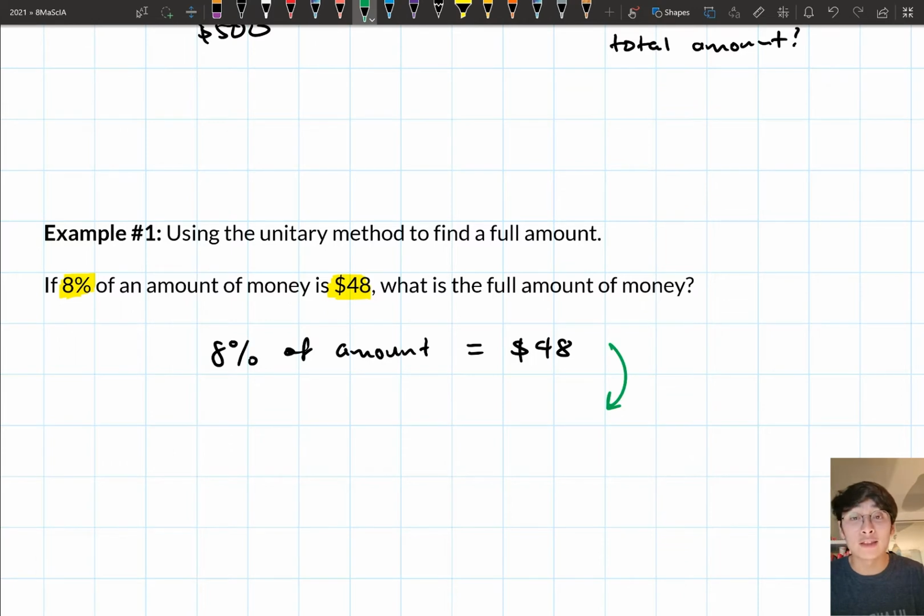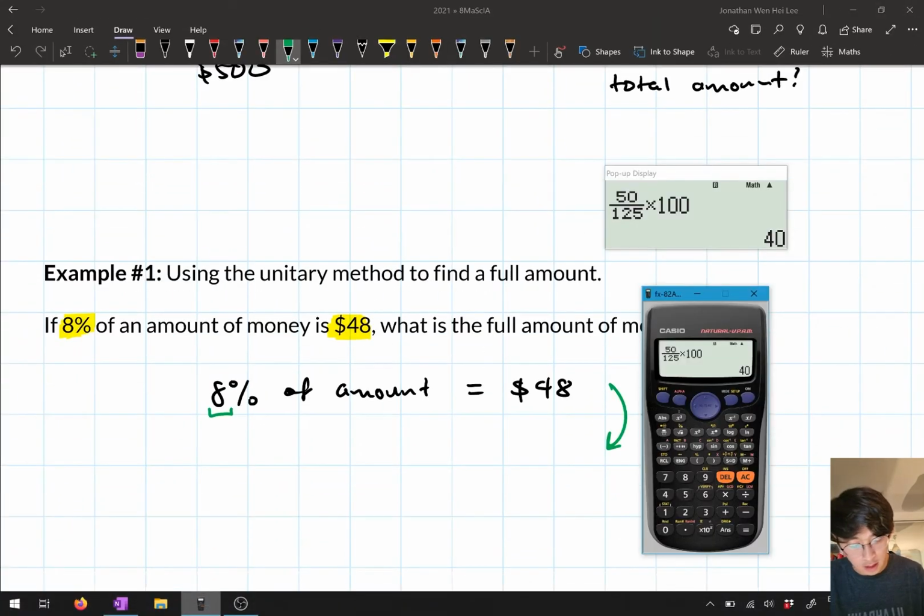We're going to divide both sides by the percentage. So here the percentage is 8%, so I'm going to divide both sides by 8. Now, if your question had a different percentage, you don't want to be dividing by 8. You want to be dividing by whatever the percentage is. And the reason why is because whenever you do a number divided by itself, so here 8 divided by 8, it will always give you 1. It doesn't matter. It could be 100, 1,000. Any number divided by itself is always going to give you 1.